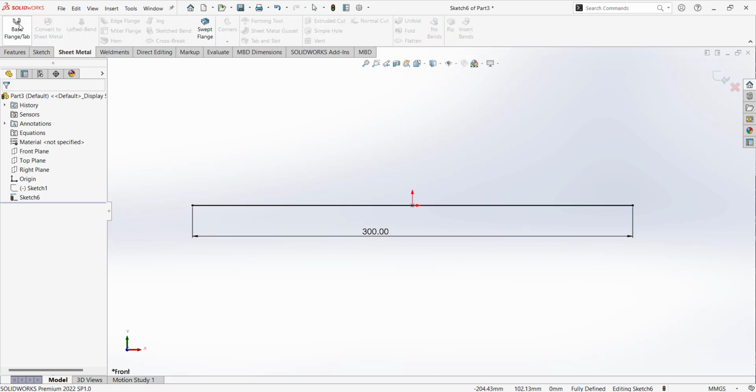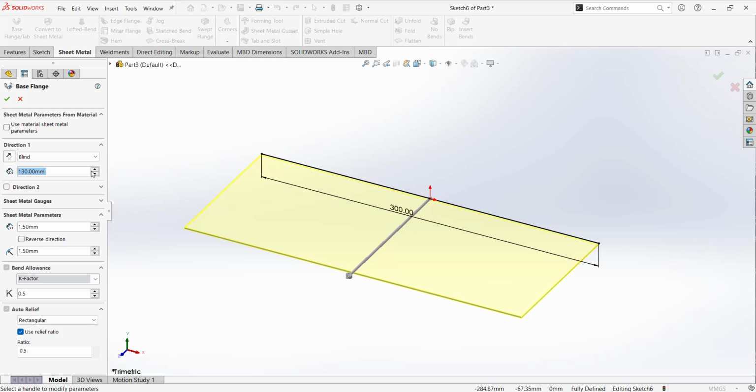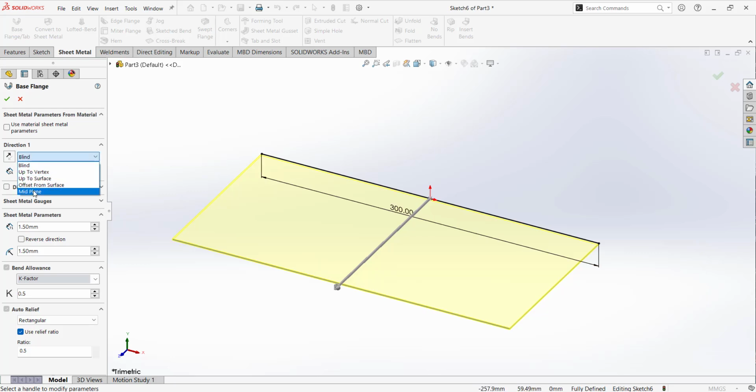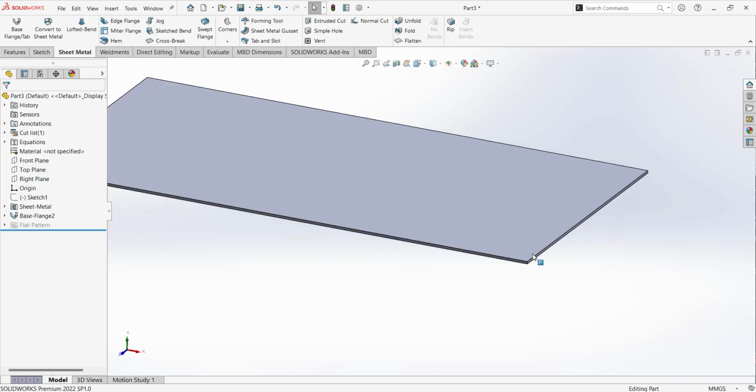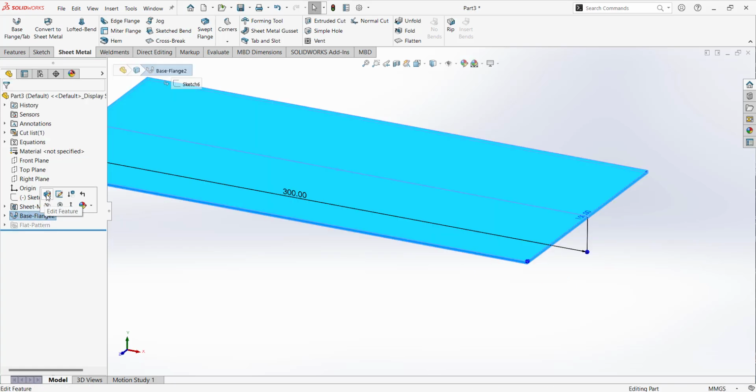Next, sheet metal base flange. Put up the extrusion value here. I'll say it 150 mm. I'll take it from mid plane and then say OK. Thickness here I have taken 1.5 and bending radius also as 1.5. K factor as 0.5 only at this time. Say OK.